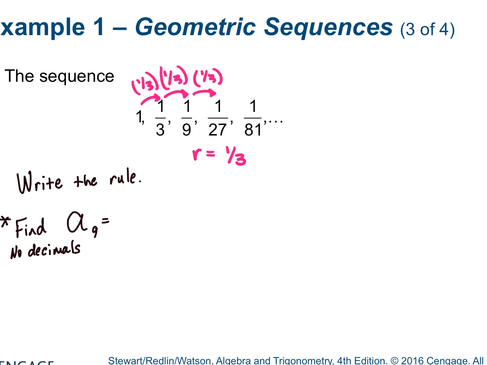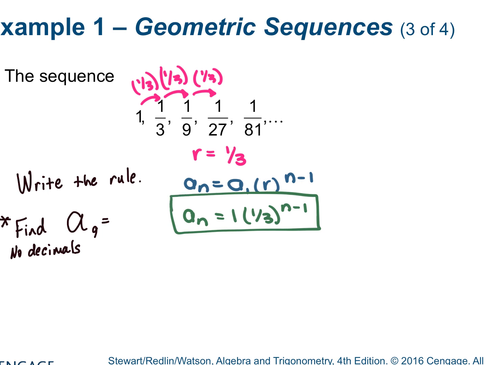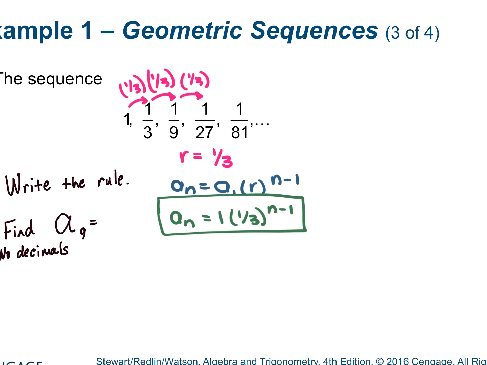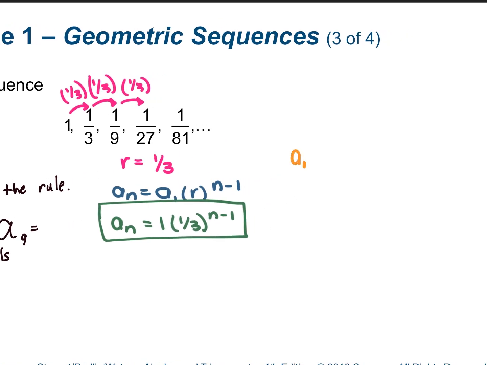If a sub 1 is equal to 1 and you're using your a sub n is equal to a sub 1 times r to the power of n minus 1 for your rule, you're going to have a sub n is equal to 1 times 1/3 to the power of n minus 1. If we find the 9th term, we are going to use a sub 9 is equal to 1 times 1/3 to the power of 9 minus 1. Now that power of 9 minus 1 is 8, so that's a sub 9 is equal to 1 times 1/3 to the 8th power.